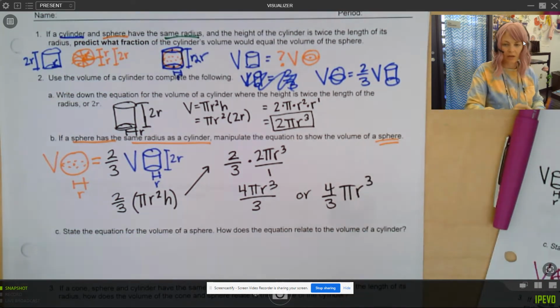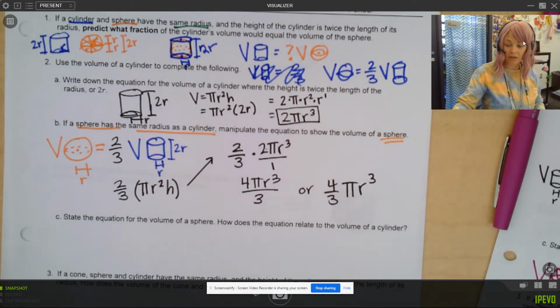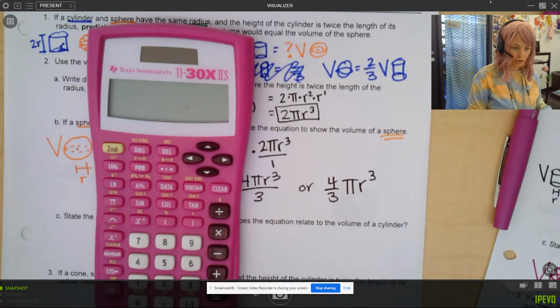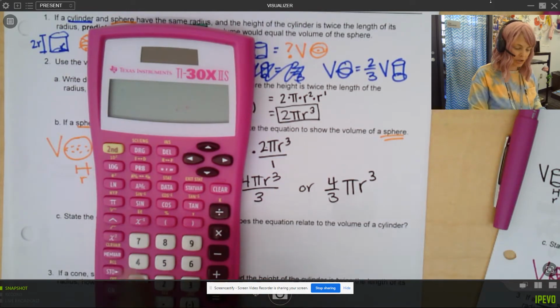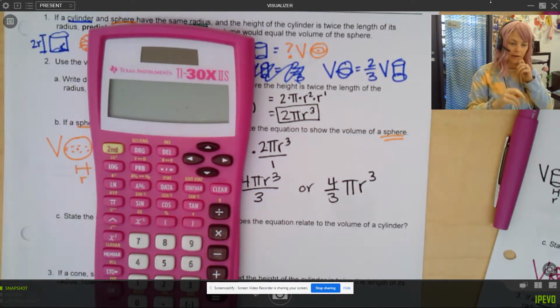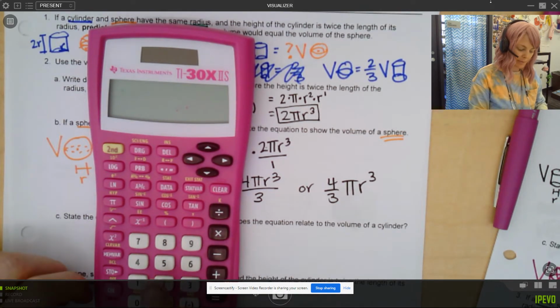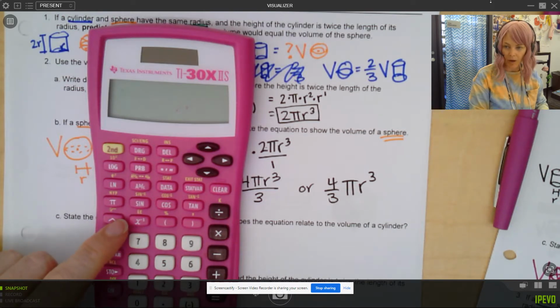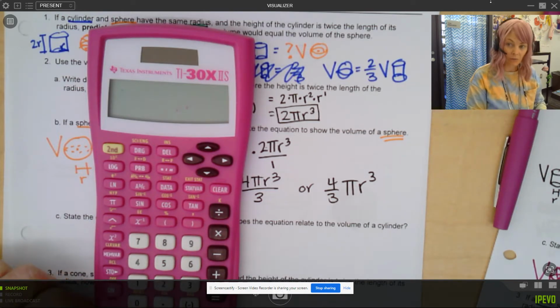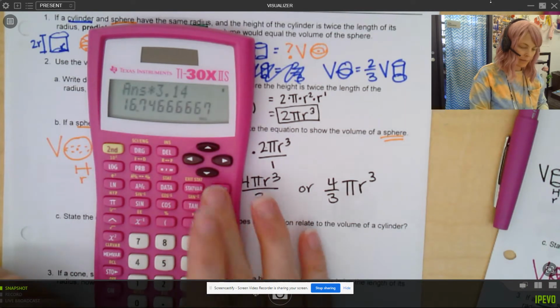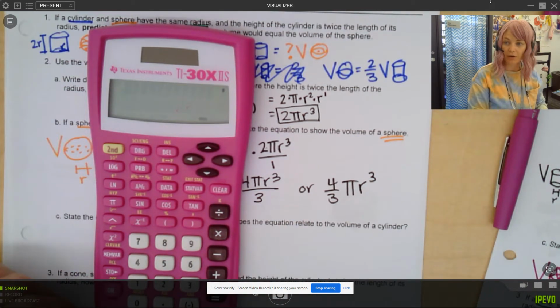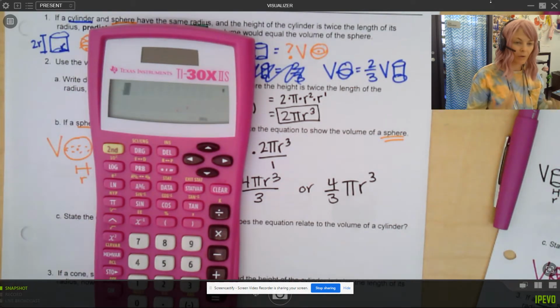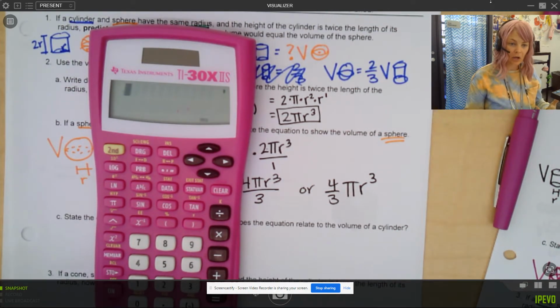So I want to remind you on your scientific calculator, when we are cubing something, we're going to use that caret button, that shift 6. Some calculators will have an x to the y power button instead, where you put a base in, press x to the y, then press your exponent and then equals. You can also look up a how-to video on YouTube if your calculator is different.